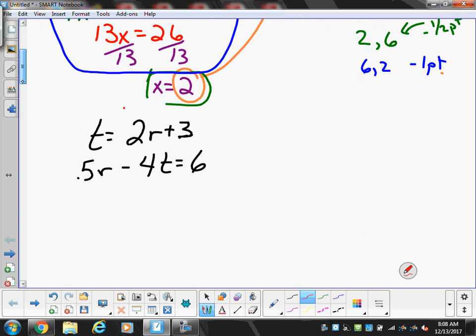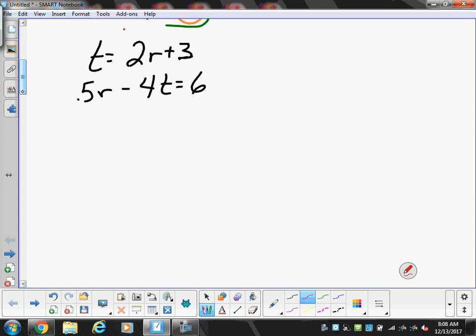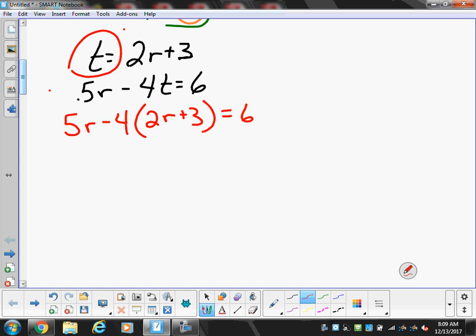Alright, so to do substitution, the substitution method, you have to have a variable completely solved for already, so all by itself. So in this one, we have t that is solved for. Okay, t is equal to 2r plus 3. So what we're going to do is rewrite the second equation, but where t is, we're going to put a parentheses with 2r plus 3. So we're just rewriting this equation, but where that t is, we're going to replace with what t is equal to.